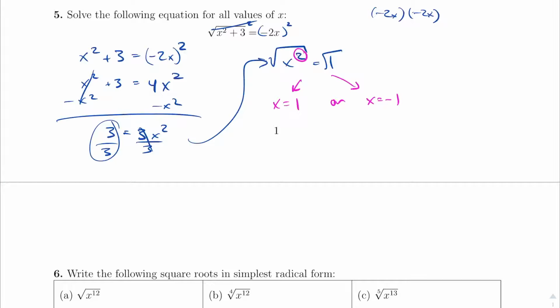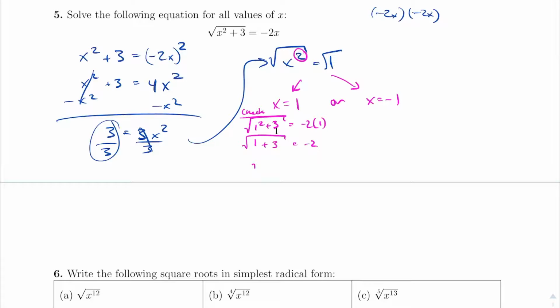Now with square root equations, ones that start off with square roots like the one we have here, we actually have to check both answers exactly. So you get the square root of 1 squared plus 3. Is that equal to negative 2 times 1? So usually we think of this as a check, but this is a mandatory step when you're solving a square root problem. 1 squared is 1.